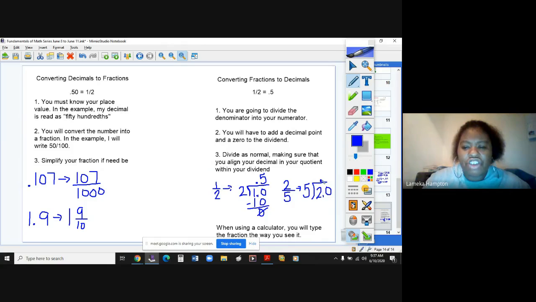And I'm going to make sure that I align my decimal in my quotient with wherever my decimal is in my dividend. And when I do this, and when I solve, 4/10 is my answer. So I have just converted 2/5 to my decimal, which is 0.4 or 4/10.